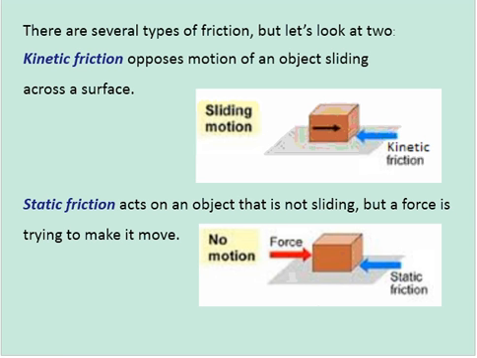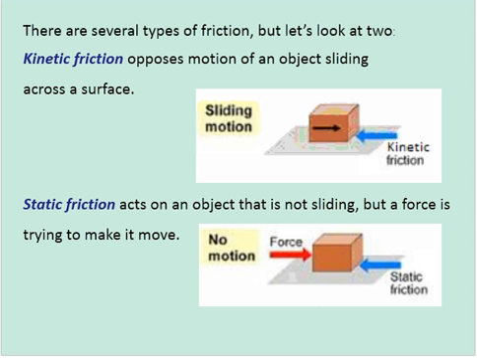There are several different types of friction, but we're only going to look at two in class. The first one is kinetic friction. Kinetic friction opposes the motion of an object sliding or moving across a surface. That's what that word kinetic means. It indicates motion. So there is some type of motion occurring as this object is on a surface.